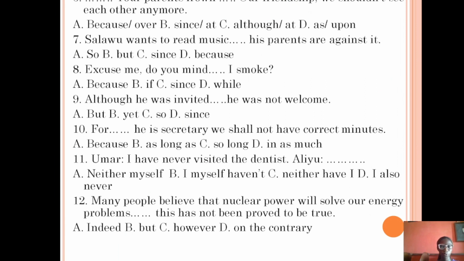Question 12. Many people believe that nuclear power will solve our energy problems. Dash, this has not been proved to be true. A, indeed. B, but. C, however. D, on the contrary. Remember that we use but to introduce negatives. The correct option is option B. Many people believe that nuclear power will solve our energy problems, but this has not been proved to be true.